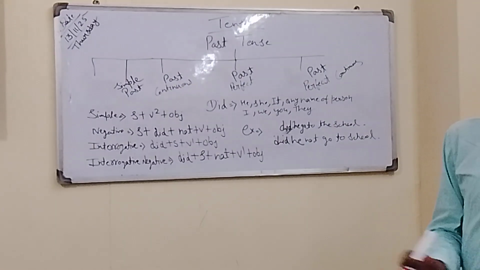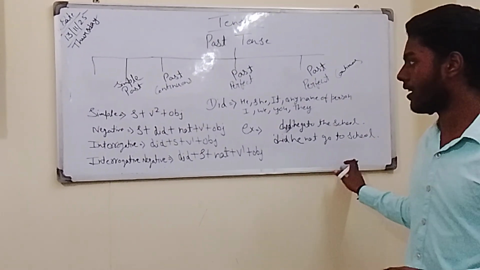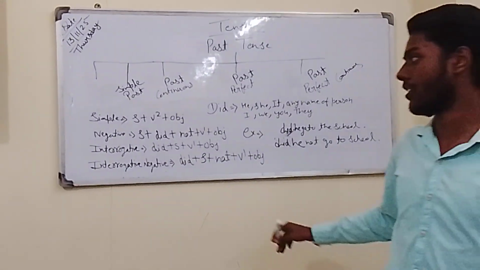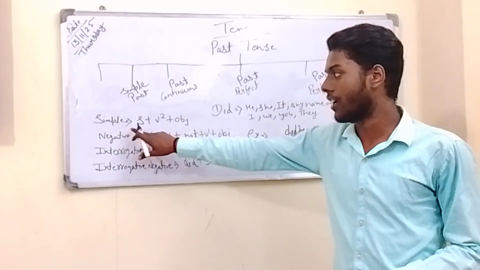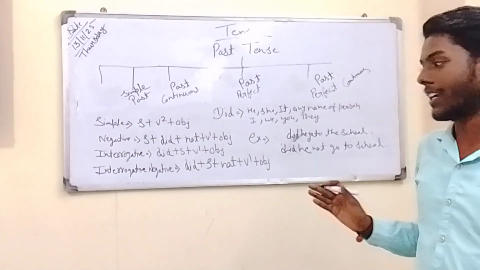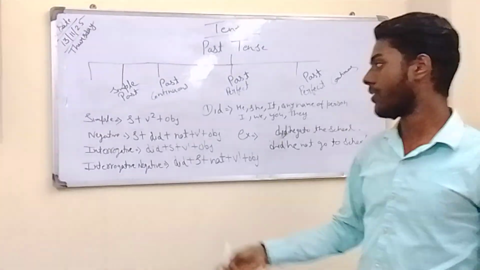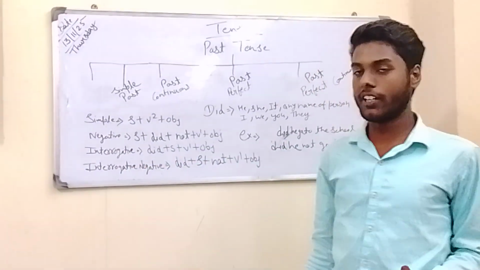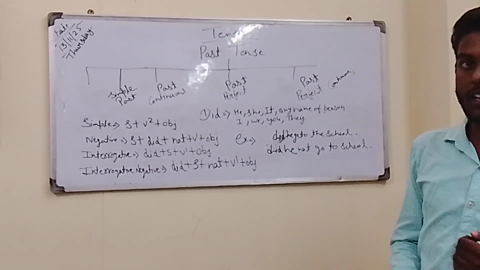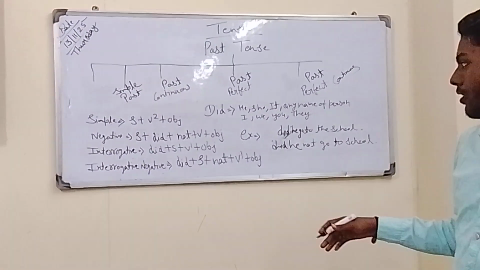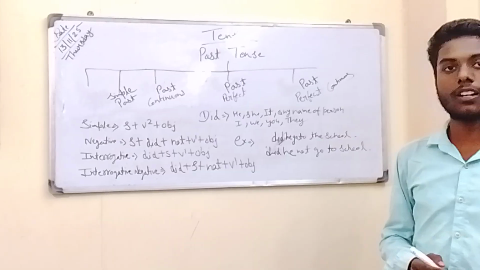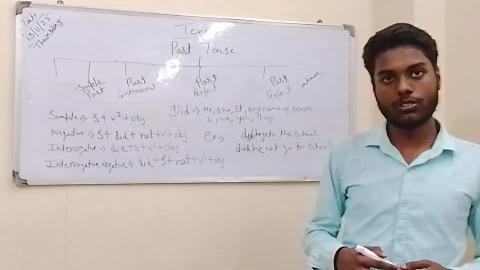So I think that is a very easy topic in past tense. Simple past is very easy. The only difference is that in simple we will use verb second form with no helping verb, and in negative and interrogative negative, did is our helping verb and we use verb first form. Okay, so in the next class we will learn past continuous.